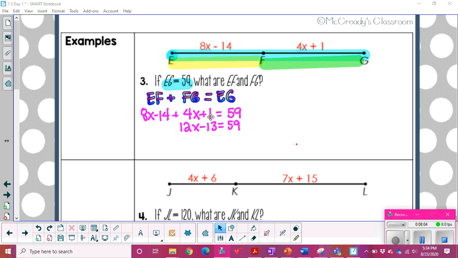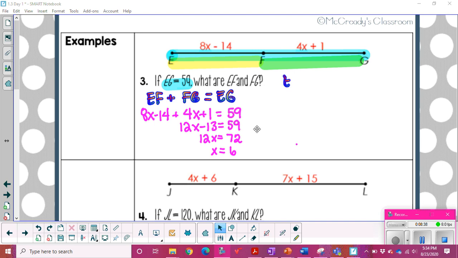Okay, so to solve this, we need to get everything away from the x, which is on the left side. So this is minus 13 right here. So I'm going to add 13 to both sides. And when I do, I'm going to have 12x equals 72. Okay, now I need to get rid of the 12 because I want x by itself. So I'm going to divide both sides by 12. And when I do that, I get that x equals 6. Okay, but I'm not done because the question asks what are EF and FG. So I have to actually write what they are.